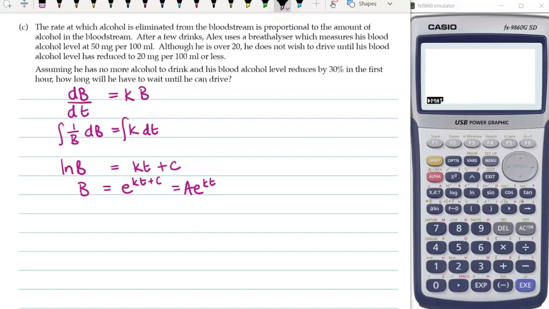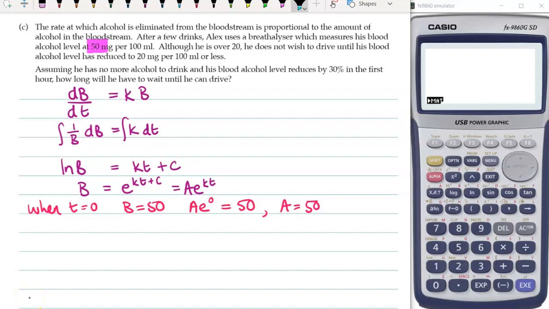Now we're told when he first uses the breathalyzer, he's got 50 as his level of blood alcohol. So when T equals 0, B equals 50. So A e to the 0 is equal to 50. e to the 0 is 1, so A equals 50.